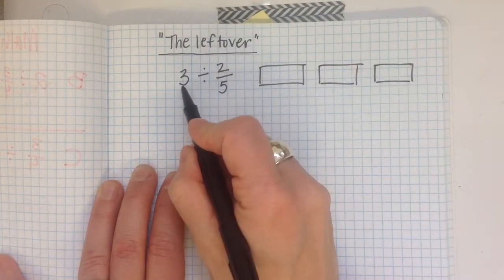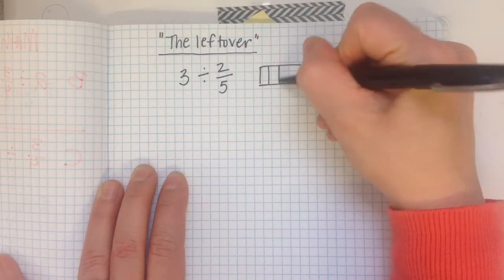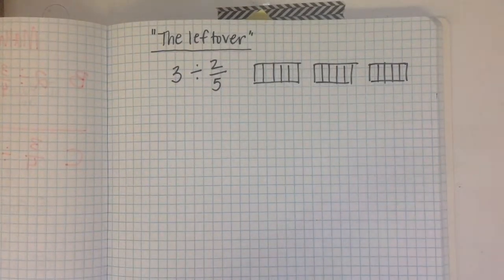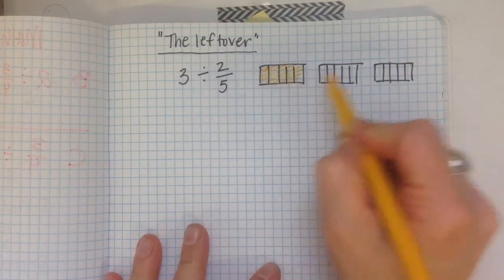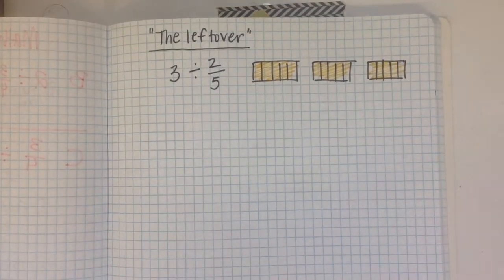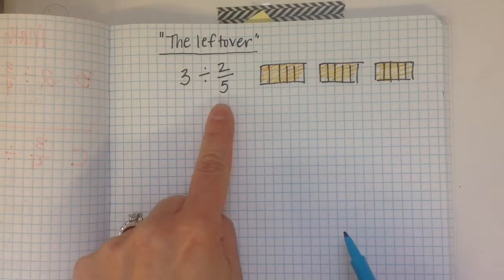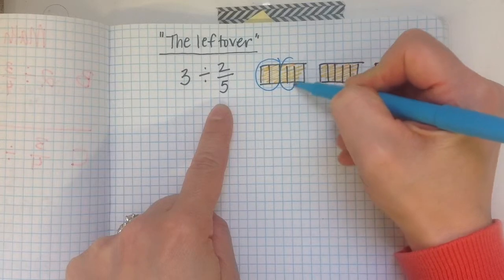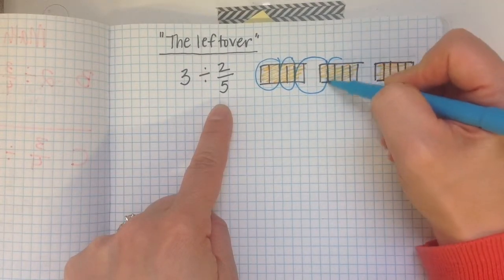So I'm going to start by drawing my dividend, and then I'm going to divide it into fifths. And I talked to you guys a little bit about what models need, and I said you probably want to make sure that you're using a couple different colors to help with making it clear for someone else. Now I'm going to circle groups that are this size, so 2/5 in every circle, and I can combine this fifth and this fifth to make another group.